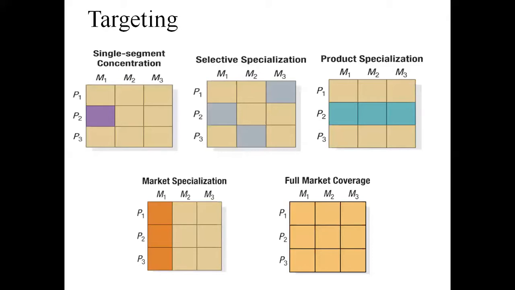Next one is total market coverage. Here the marketers or businesses focus on all products for all market segments. So many products and many services you can supply for the full market. Another name for full market coverage is total market coverage. Cost will be very high here, and only big companies like Coca-Cola or Hindustan Unilever and other companies which have huge capital, this strategy suits them.